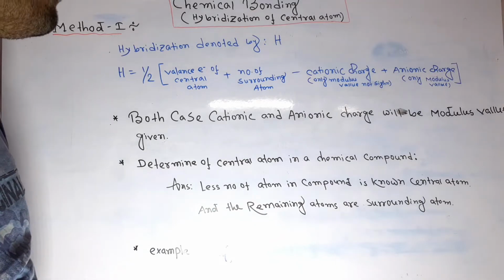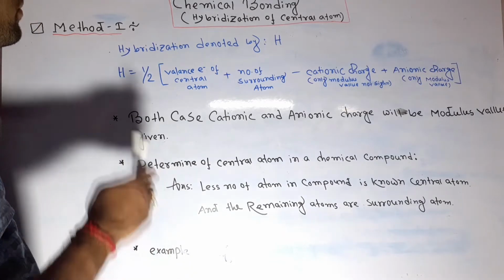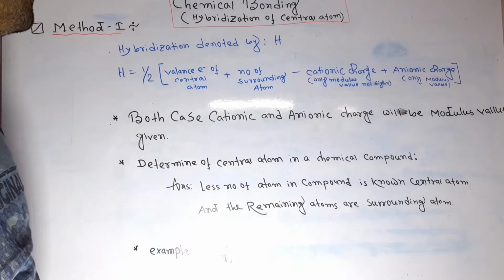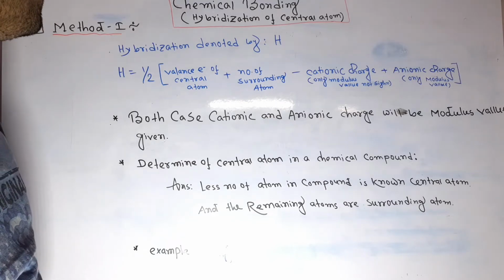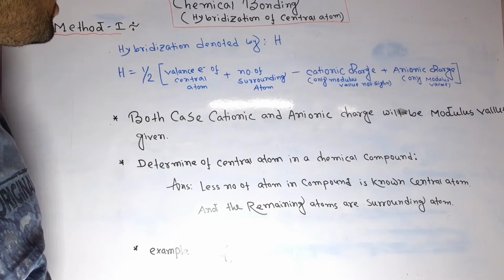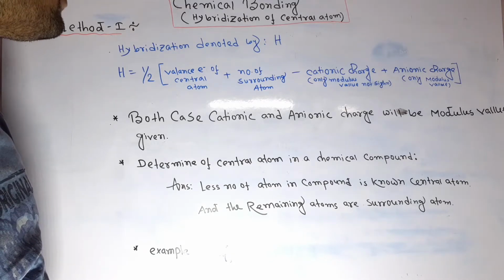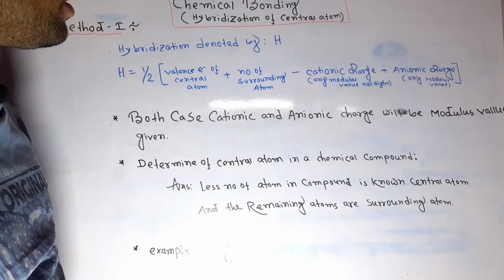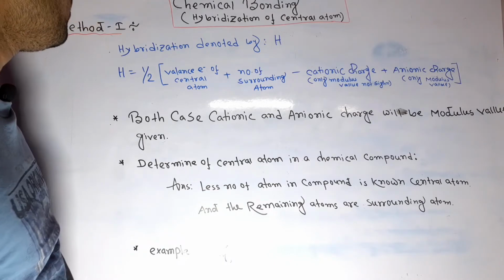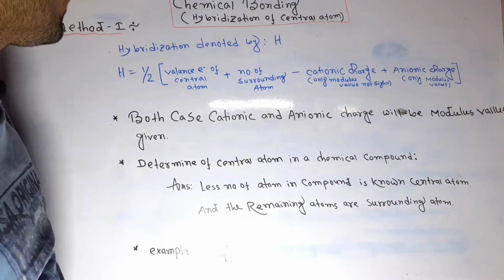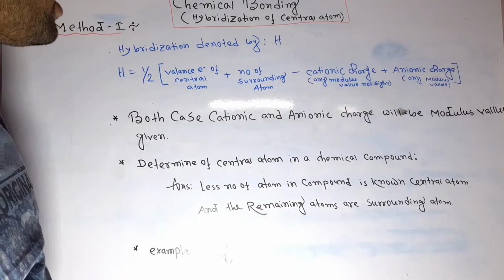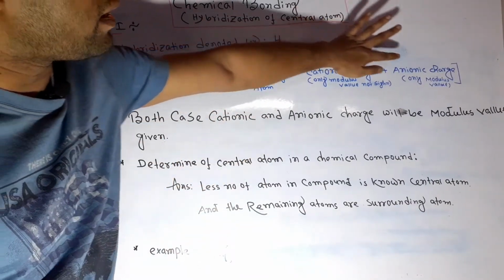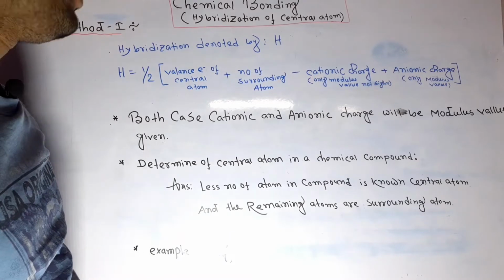Method 1, hybridization denoted by capital H. The formula of hybridization: H = half into the bracket of valence electron of central atom plus number of surrounding atoms minus cationic charge plus anionic charge. This is the formula of hybridization. In both cases, cationic and anionic charge, the modulus value is given.